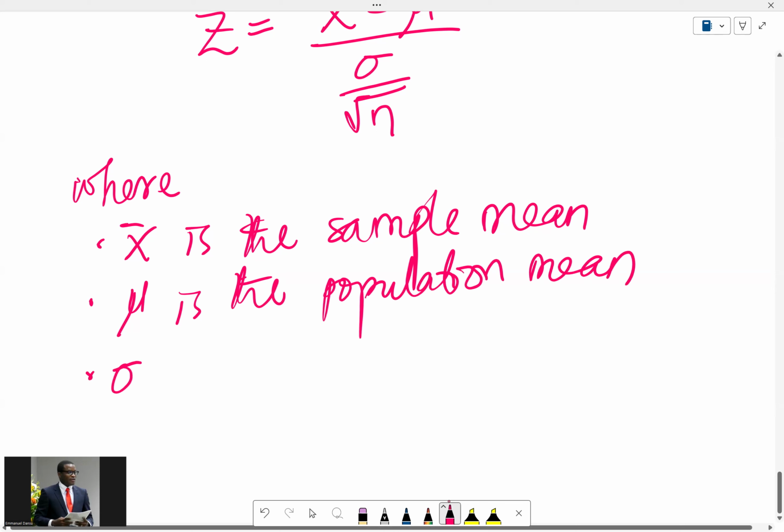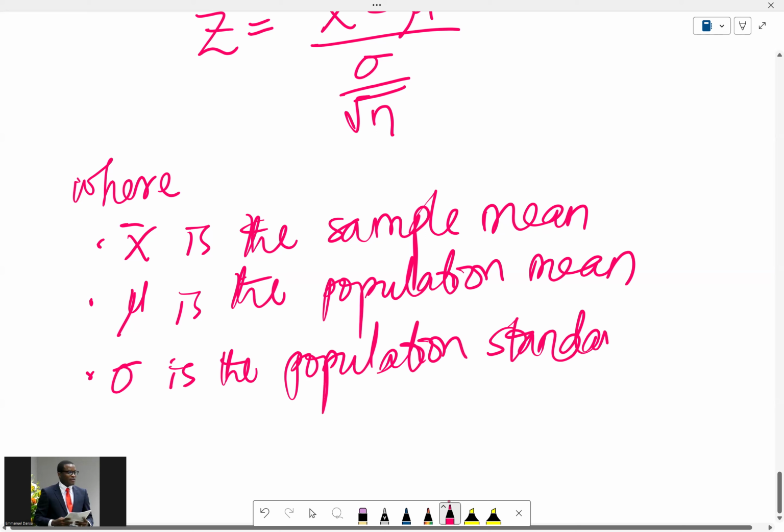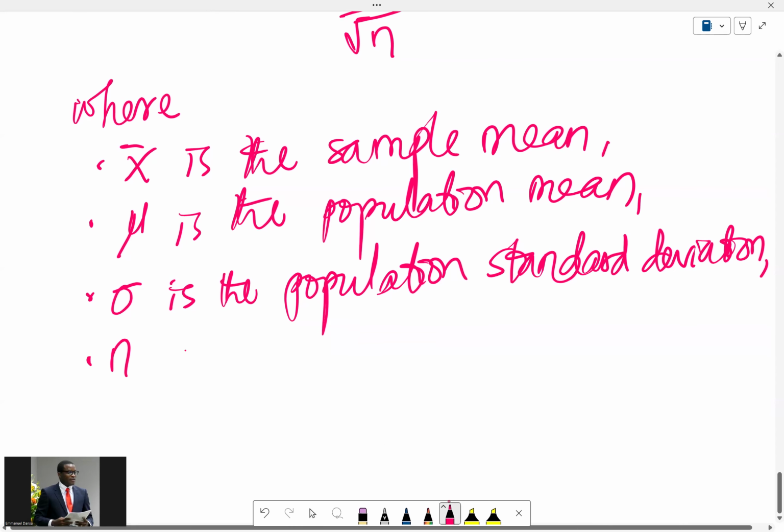Sigma is the population standard deviation, because the standard deviation of the population is known, so you can use the Z test. And N is simply the sample size.